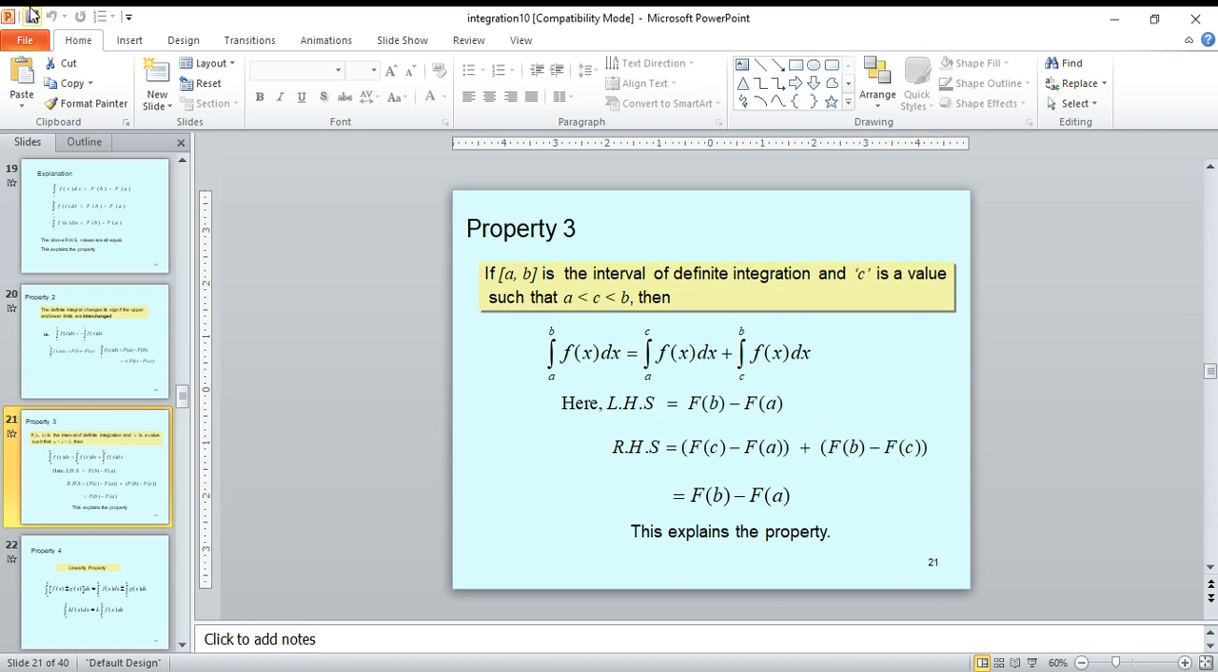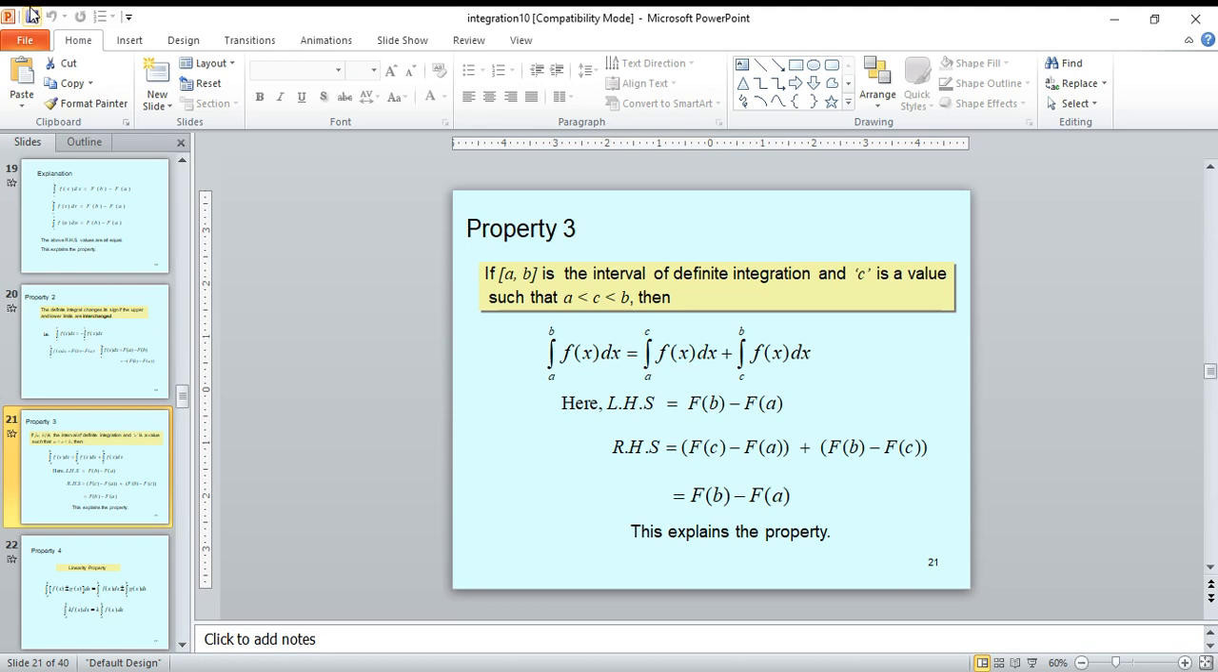Property 3. If the closed interval a comma b is the interval of definite integration and c is a value such that a is less than c is less than b, that is, c lies in between a and b, then integration from a to b of f of x dx equals integration from a to c of f of x dx plus integration from c to b of f of x dx.